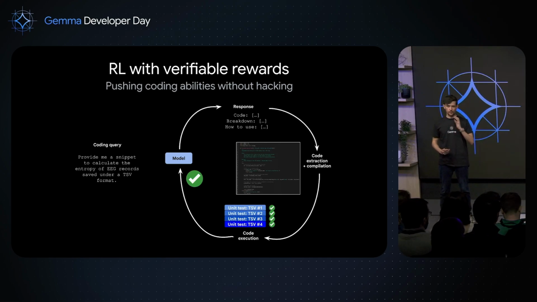The second flavor of objective, which will look very similar, is essentially the same idea applied to code. Suppose you have a coding query. Here it is going to be, provide me a snippet that will calculate the entropy of EEG records saved in TSV format. If we give that problem to Gemma 3 27B, it's going to respond, okay, here's the code, here's the breakdown, here's how to use it. Fine. It's very easy to extract the code, compile it if it's in a compiled language, and then essentially what we do is we throw a bunch of unit tests at the code from the model. We have pre-specified inputs and outputs, so we know how the model's code should behave. And again, it's quite straightforward to derive a reward function that will encourage the model to pass all unit tests and to have functional code. Same thing, super hard to hack because the model doesn't know the unit tests in advance, so it cannot prepare for them.